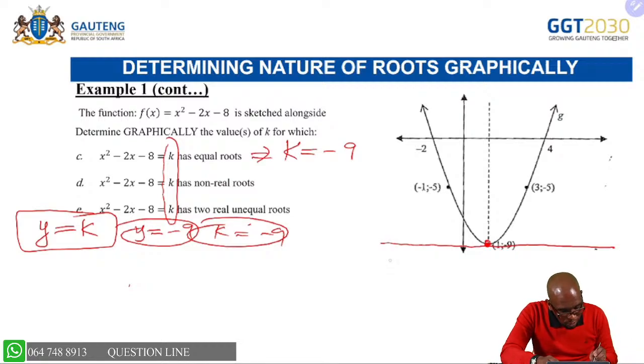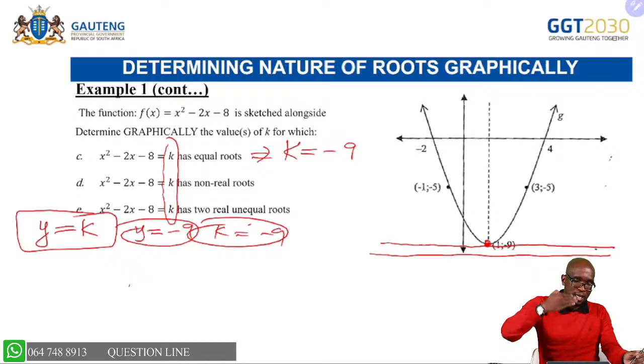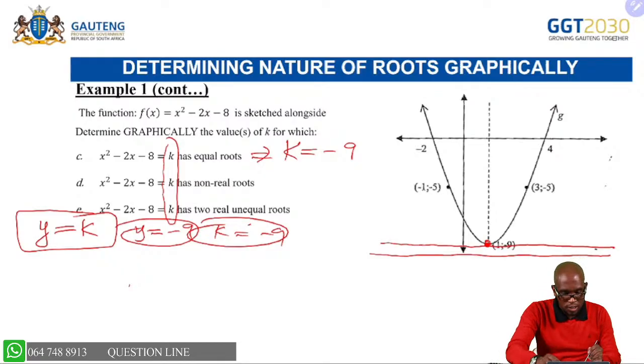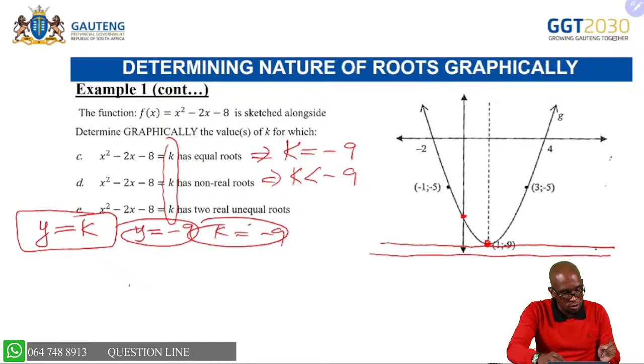Non-real roots: if I move the line just below the turning point, you see now that the line is not touching the graph. So I'm going to say that if k is less than minus 9, then I'll have non-real roots.